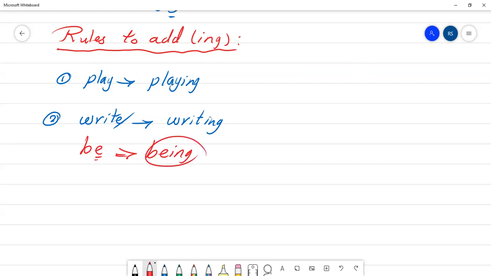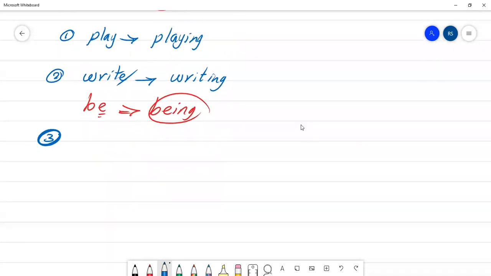Okay, my friends. Rule number three. If the verb ends with a stressed consonant preceded by a vowel, we double the consonant, like swim, swimming. Okay, my friends, these are the rules to add ing.